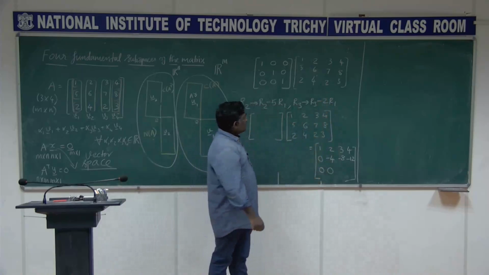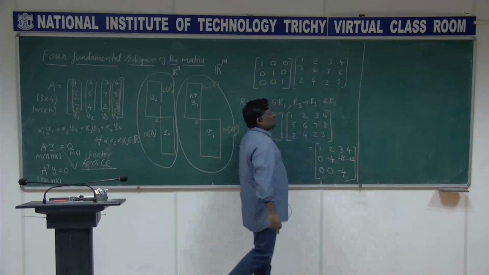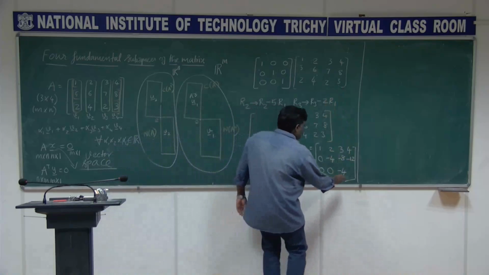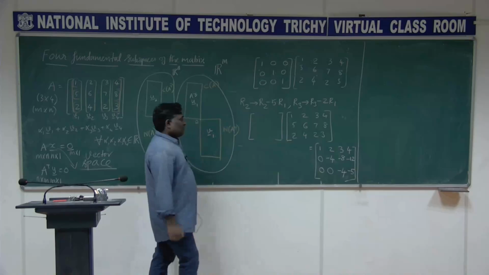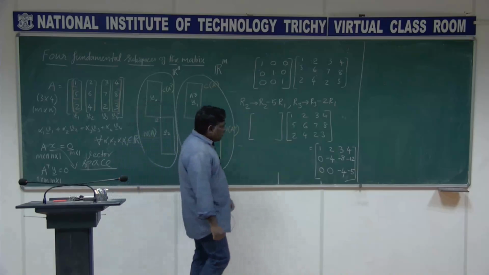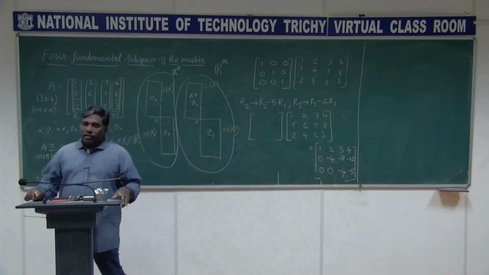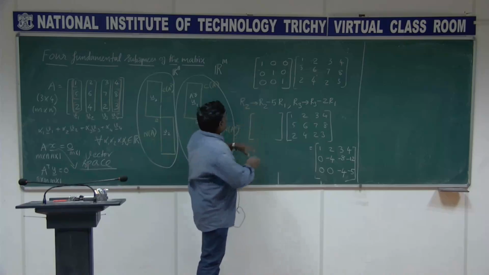It is minus 4, right? And then 3 minus 8, right? It is minus 5, right? I am trying to represent that final matrix in the form of what? The row reduced echelon form. Right. Here the same operation I wanted to do here.